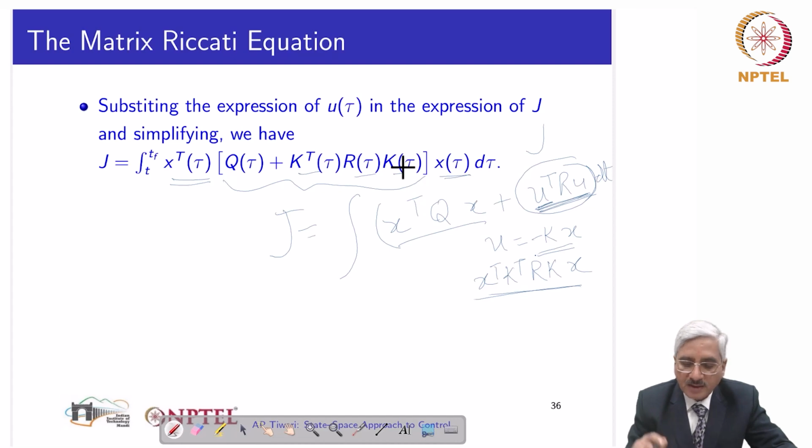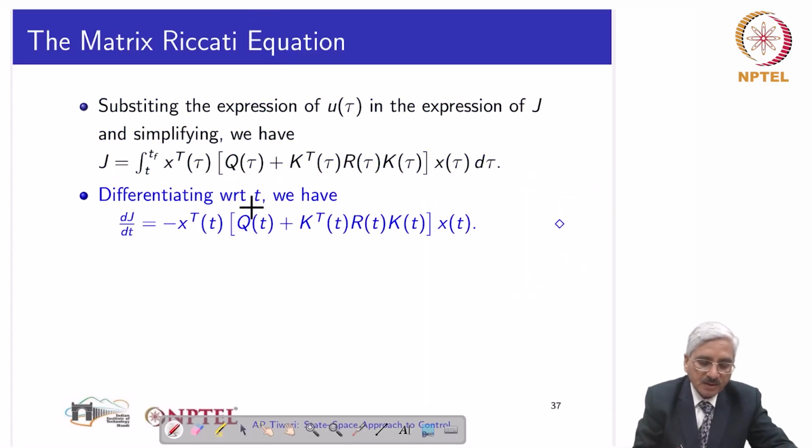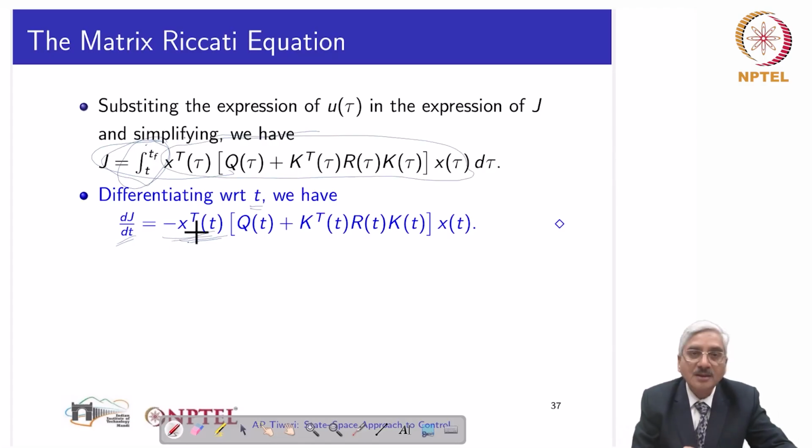So the same expression for J after simplification leads to this expression, and again we can differentiate it with respect to T. So we will get the derivative of J with respect to time T as X transpose tau, because when an integral is differentiated, it is the same value of the integrand with a minus sign. So dj by dt becomes this whole thing with a minus sign.